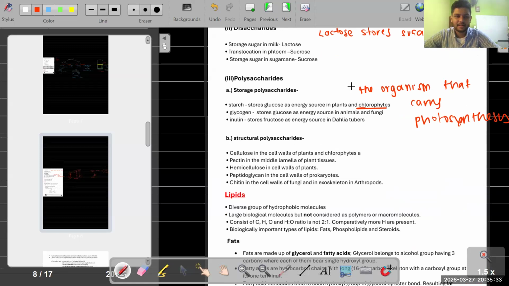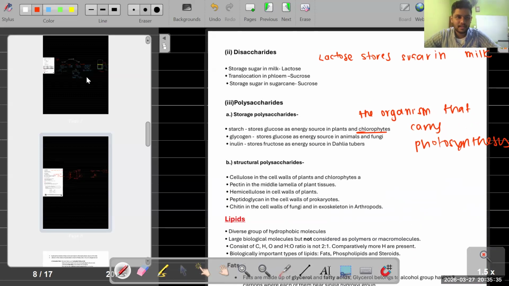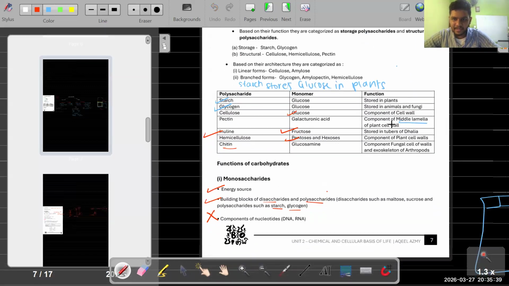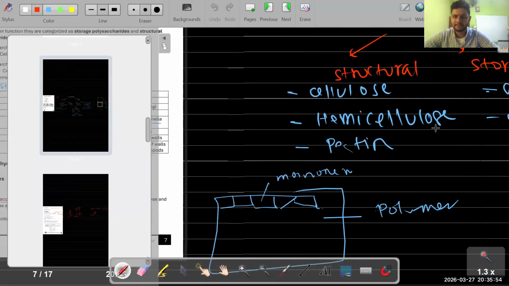Now, wait. Others are a bit manageable. This middle lamella is the thing that is a bit confusing. Pectin is a polysaccharide made up of a monomer called galacturonic acid. They are saying these pectins are components of the middle lamella. What is the middle lamella? Let's see.